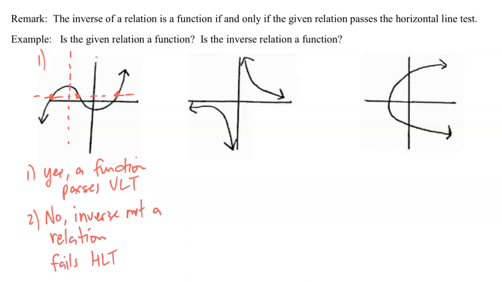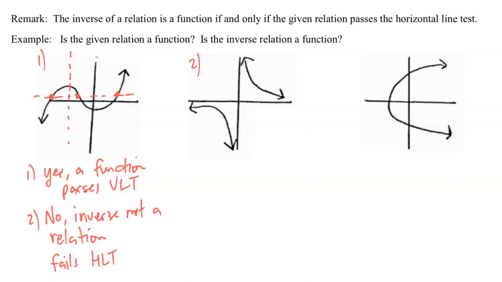Now, if I were to ask you a third question, is this function one-to-one, then the answer to that would be no, because it fails the horizontal line test, and in order to be one-to-one, you've got to pass both the vertical and the horizontal line test.